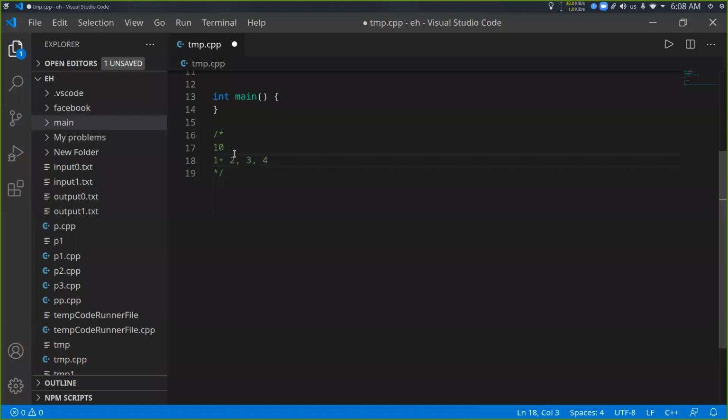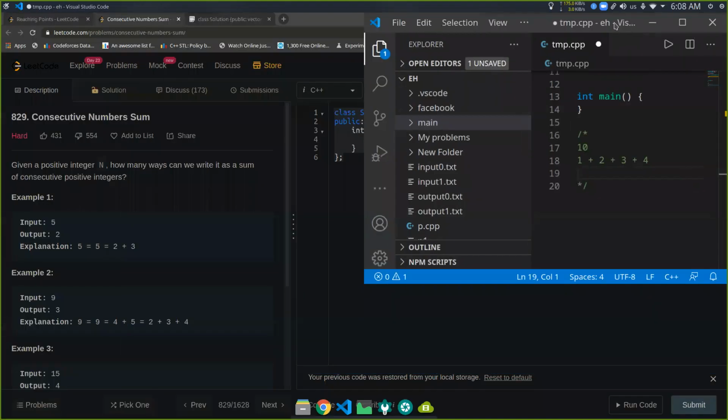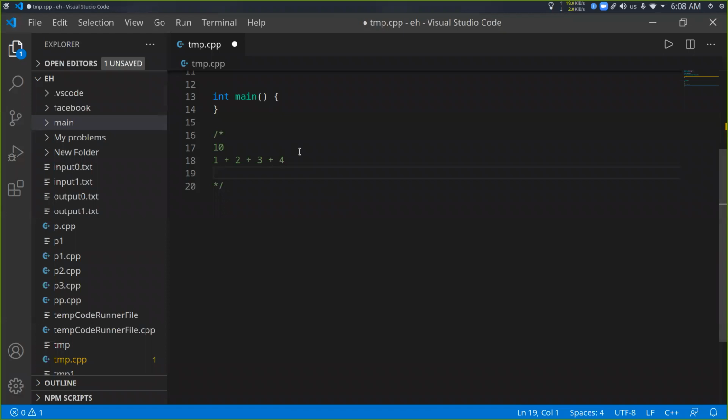1 plus 2 plus 3 plus 4. Is there any other way to write 10 as 4 consecutive numbers? What do you think? I want someone to answer me. Sorry, I didn't hear you. 3 plus 3 plus 4? 3 plus 3 plus 4?